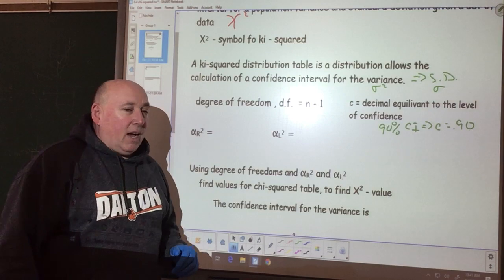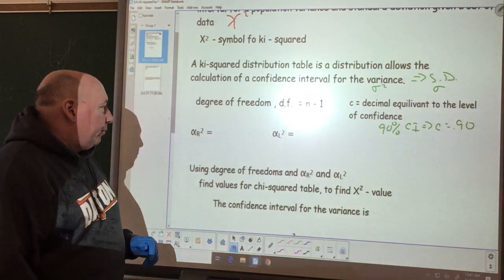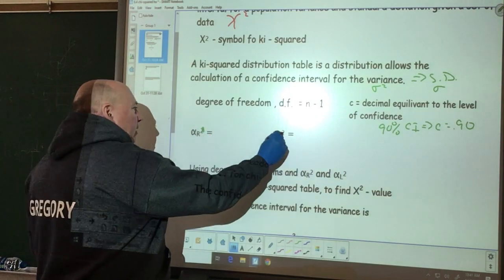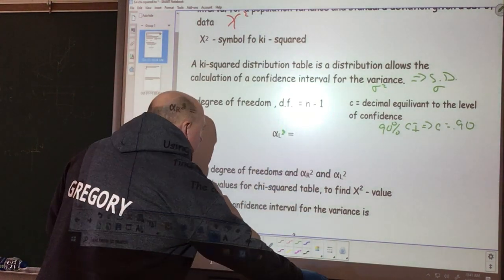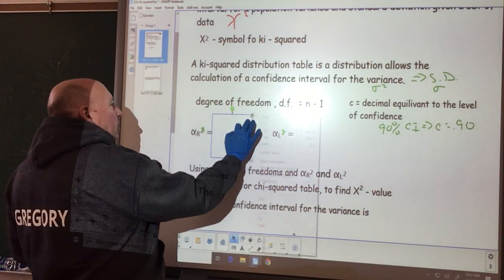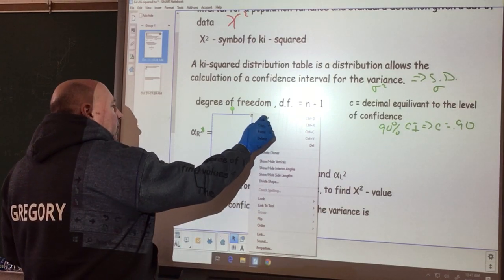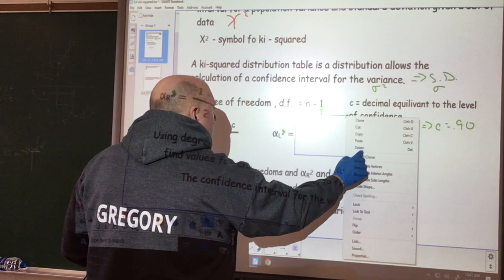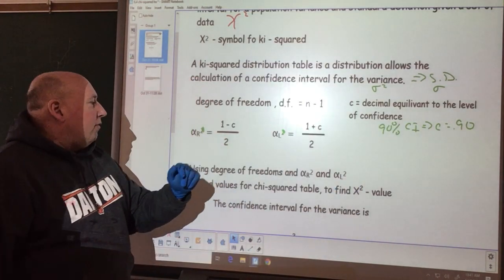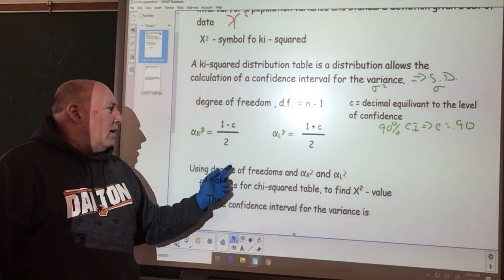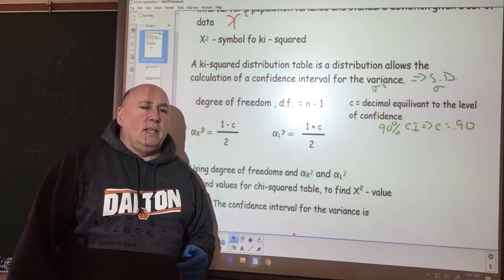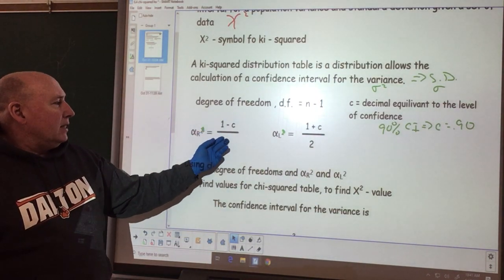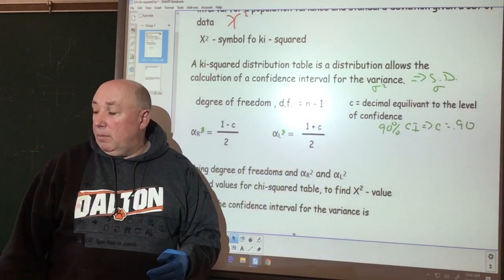We have alpha values that we'll be utilizing. The alpha values are calculated, we have two different values. We have (1 minus c) divided by 2 and (1 plus c) divided by 2. These are your two alpha values, (1 - c)/2 and (1 + c)/2.